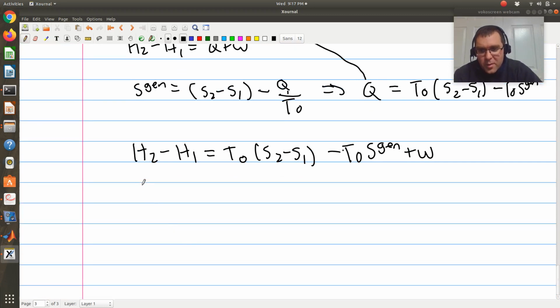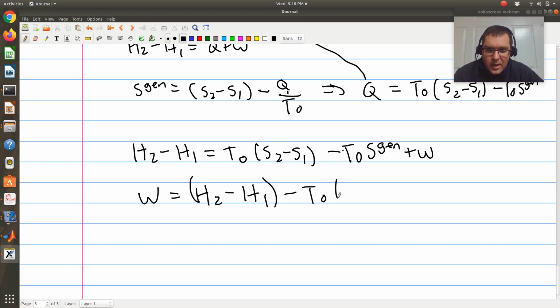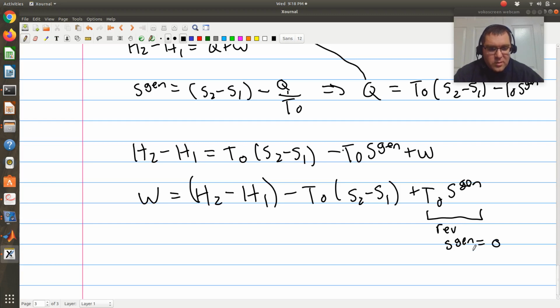Okay, so solving for W, I get W is equal to H2 minus H1 minus T naught times S2 minus S1, plus T naught S gen. So the idea is for a reversible process, S gen would be equal to 0. My entropy generation would be 0, and I would be left with my work being equal to this.